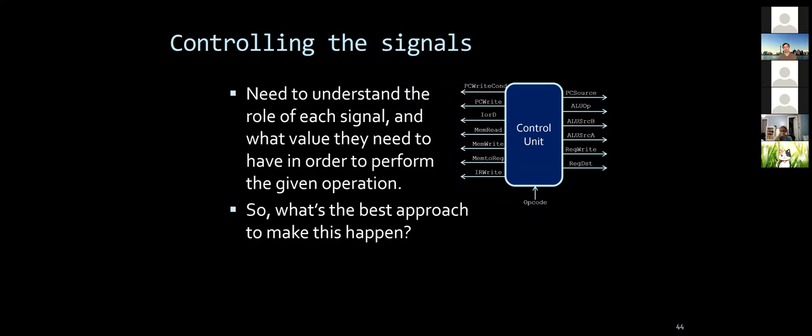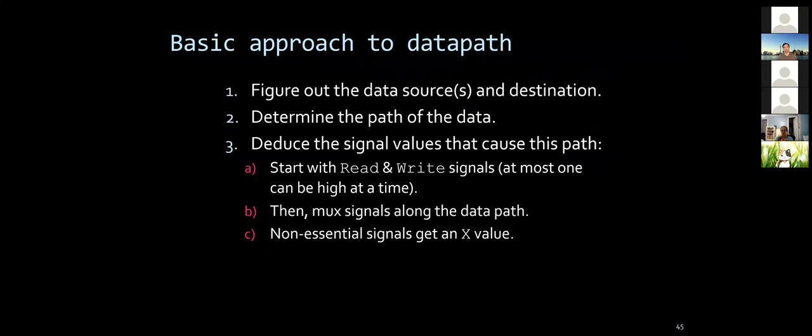How are we going to do this on the MIPS architecture? We need to understand the role of each signal and what value it needs to have in order to perform the given operation. So what's the best approach? First, figure out the data source and destination. That's the most complicated part. You need to know where to send the data first. Then you determine the path of the data, and based on that, you deduce the signal values that cause this path. So you really do what we did in the first hour: you find the right path, and then you find the trigger signals that are going to give us that path.